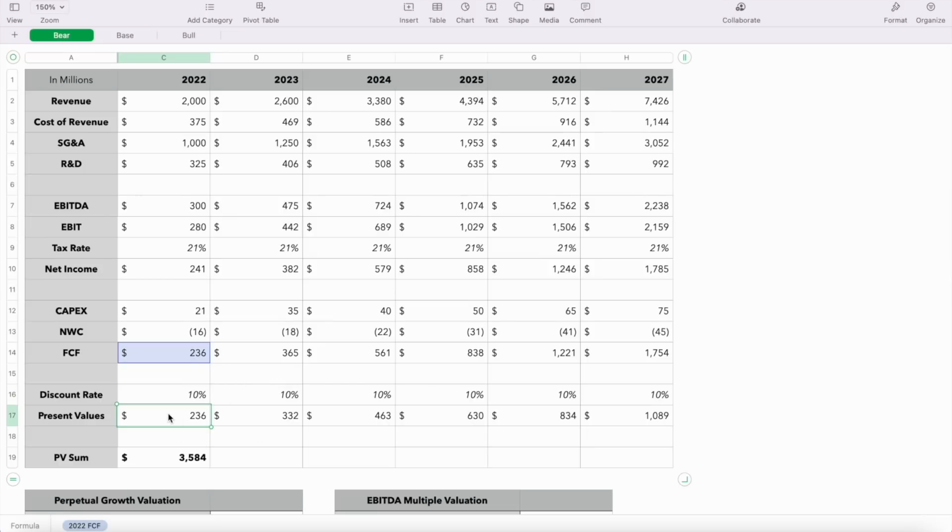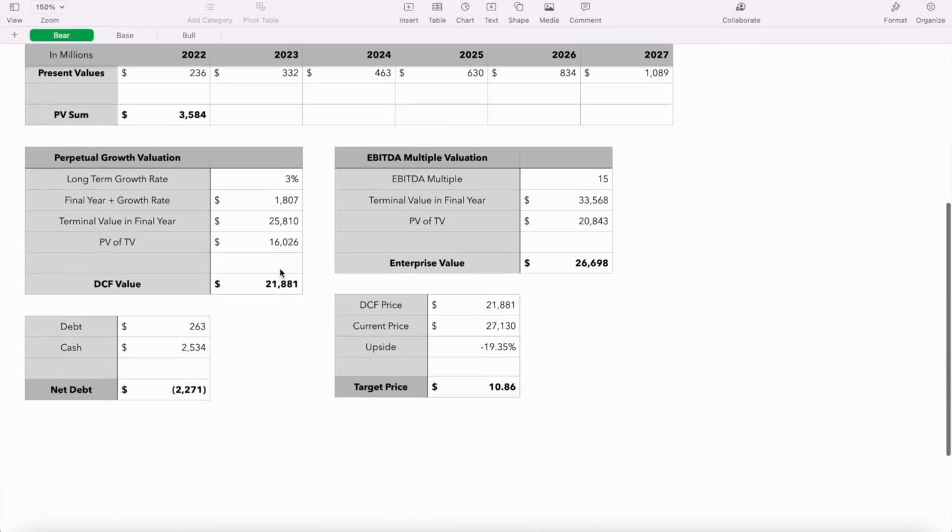But 10% is what we're using here. And then you get the present values of the cash flows, and that's where the discounting comes into play, which you'll see how it gets discounted down here. If you wanted to look at that, that's just the math behind it. And then we get the present value, which is just a sum of all of those cash flows. So here we go. In the bear case, this is what I have laid out here.